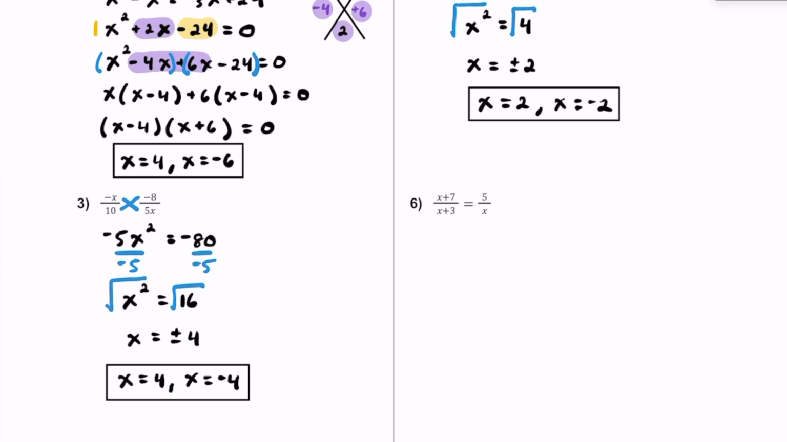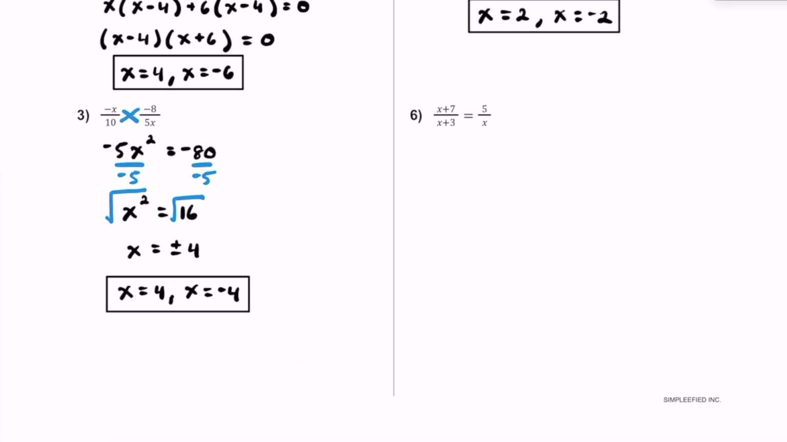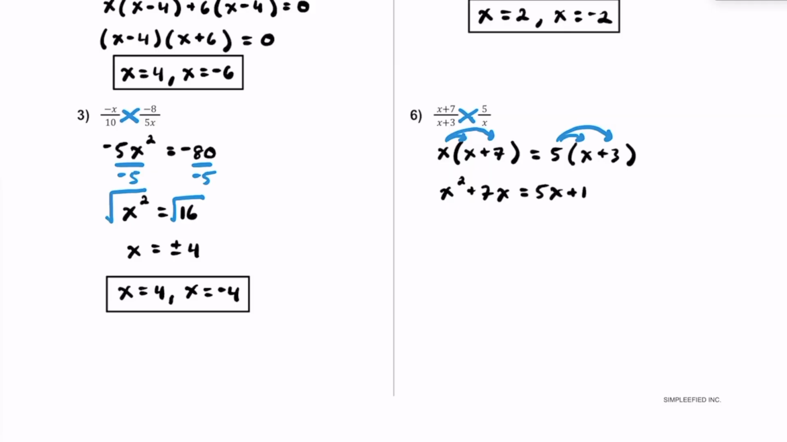All right, one final example for number 6. We have some addition and subtraction again, so we're going to need some cross products and some distribution again. So let's see, x multiplied by this x plus 7, that's one cross product. Our other cross product is going to be 5 multiplied by the quantity of this x plus 3. Okay, so let's go ahead and distribute on the left side, and let's distribute on the right side as well. If we do that, we're going to end up with x squared plus 7x, and on the right side we're going to have this 5x plus 15.